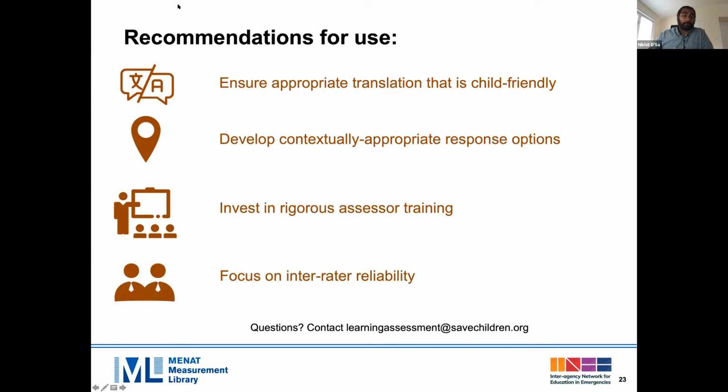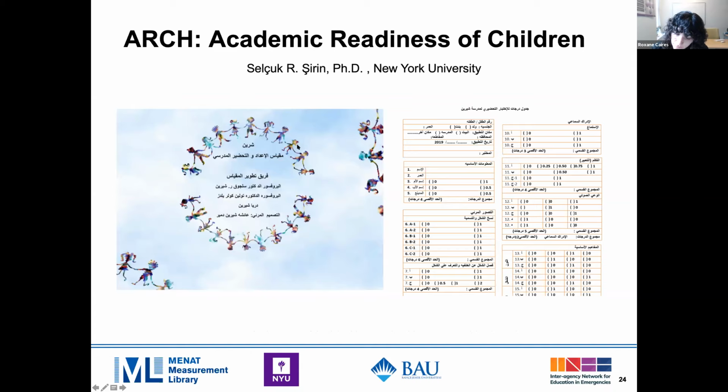All right, so we have two more of our consortium members who will be presenting on their tools. Next is Dr. Salchek Sirin, who is a professor of applied psychology at New York University. And he will be presenting on the Academic Readiness for Children measure on behalf of his partnership with Bahçeşehir and Hacettepe University, both in Turkey. And you can correct my pronunciation also, Salchek.